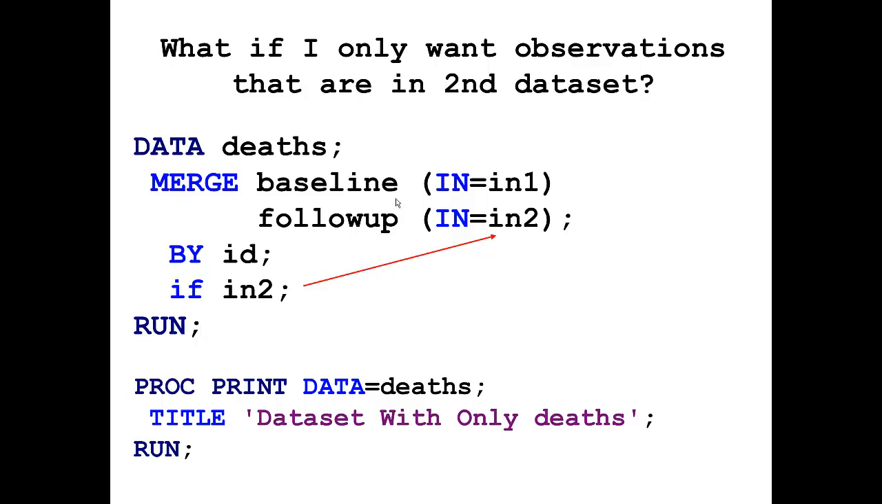So here what we're saying is if you came from the baseline data set, in1 equals 1. If you came from the follow-up data set, then in2 equals 1. And we're only interested in those observations that came from the follow-up data set. So we're making the statement if in2, which is the same as saying if in2 equals 1. So we're only keeping observations that appeared in the follow-up data set. And those observations would have been merged with the baseline information. And so what we've created is a data set that only has patients that died.